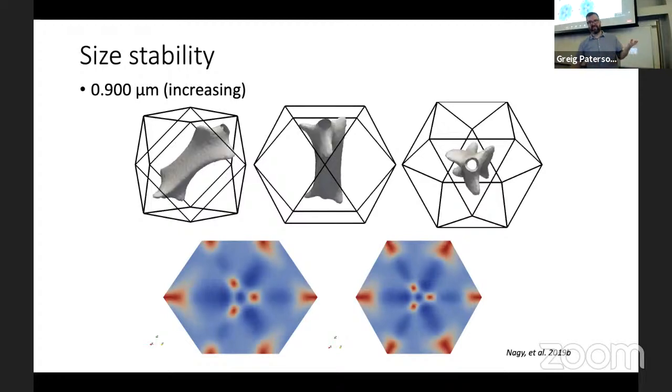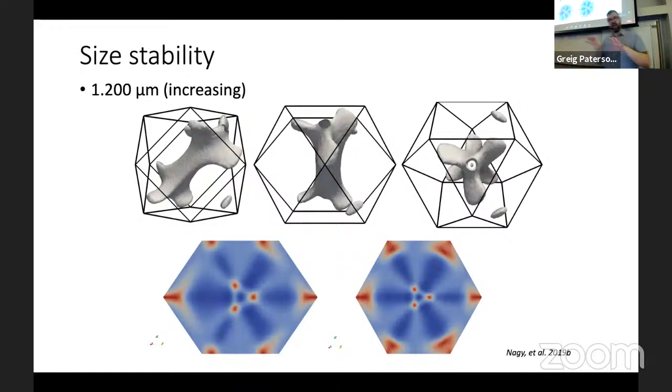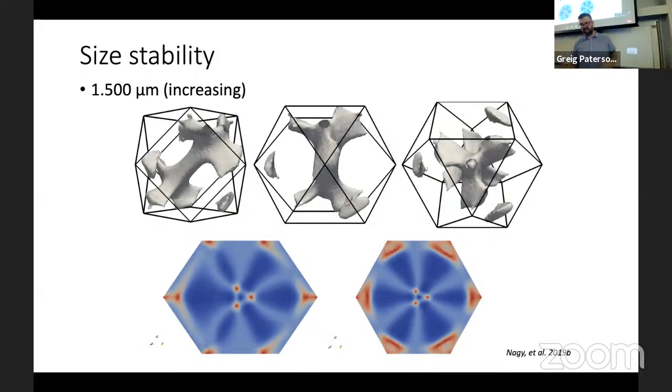If we keep increasing the size, we see that these propeller type structures are beginning to form, and it's twisted. In the bottom image, you can really see the emergence of things that look like domain states, the types of domains that you would see in a true multi-domain grain. If we keep increasing the size, now we're at 1.5 microns, you can really see those spokes beginning to form, looking like proper domains.